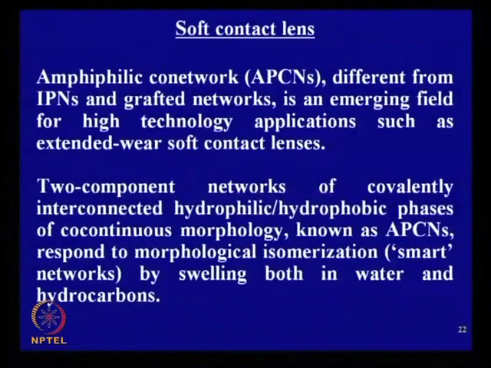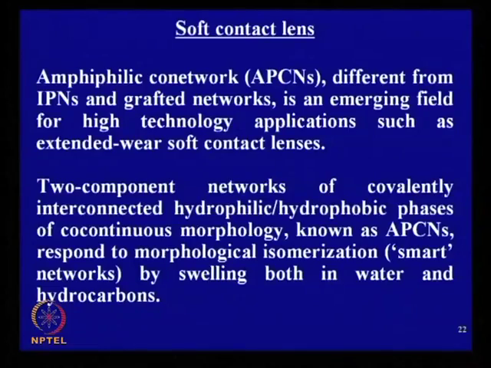Two component networks of covalently interconnected hydrophilic and hydrophobic phases of co-continuous morphology. Co-continuous morphology means the morphology should be identical. So, co-continuous permeability and other properties are maintained over there. These are known as APCNs, which respond to morphological isomerization, sometimes called smart networks, by swelling both in water and hydrocarbons. You see, it will swell in water as well as in hydrocarbon.